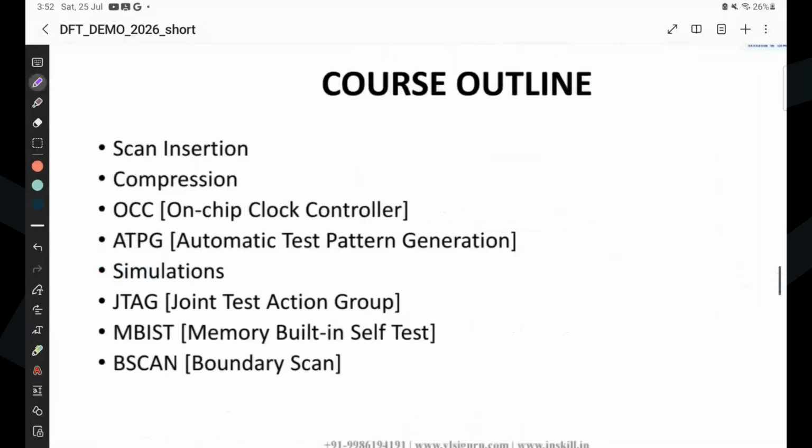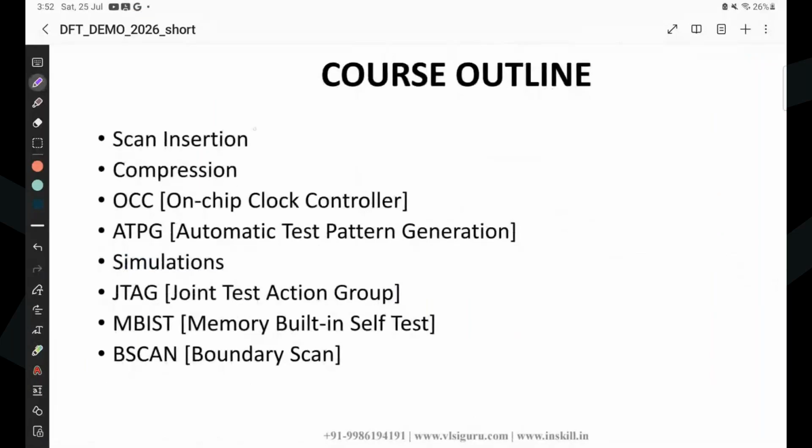And this is our course outline. In our course, we will be covering scan insertion, scan compression, on-chip clock controller OCC, automatic test pattern generation ATPG, and simulations. As of now, only no-timing simulation is covered in our course.